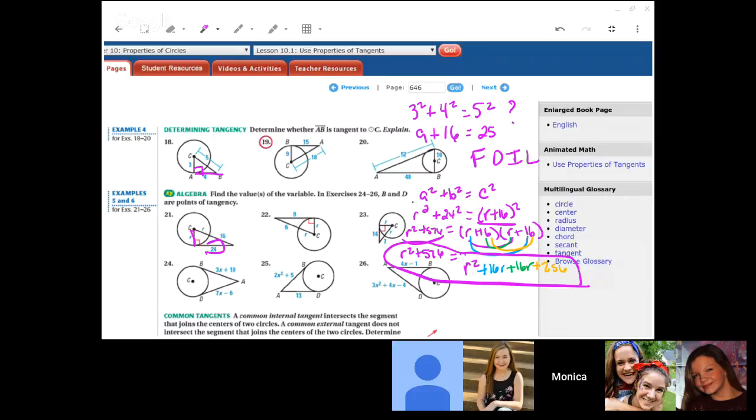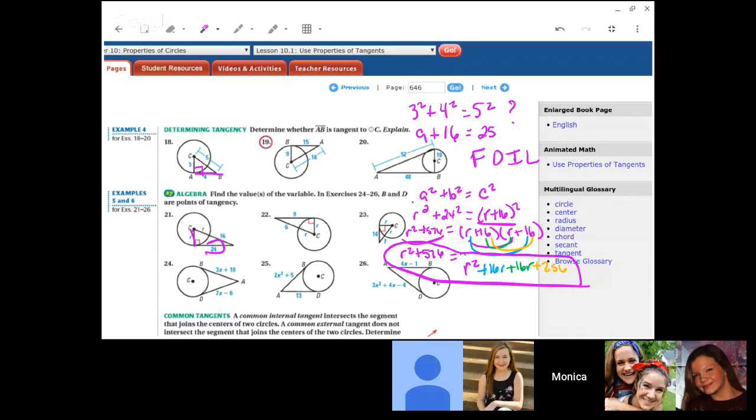Okay, so try doing 22, all right? And if you don't get it or if you get stuck, let me know. I'm going to look at 24, okay? And then go on and help Lily with her questions.